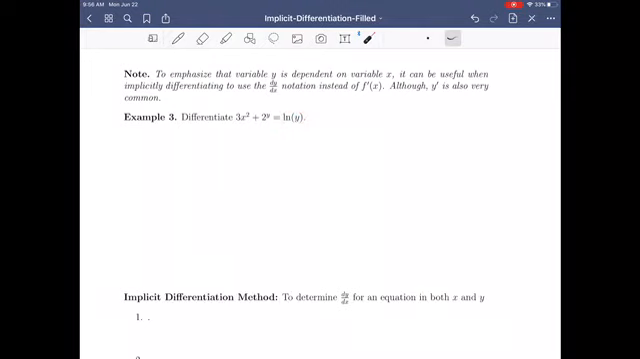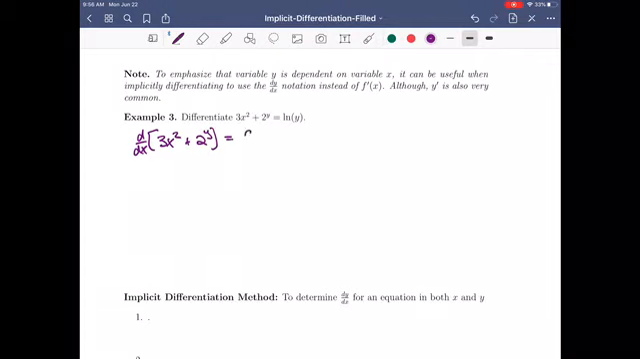Now this one is hard to solve for y, so we would not want to do this explicitly. We have to do this implicitly. So what we're going to do is take the derivative of both sides. So d by dx of 3x squared plus 2 to the y should equal d by dx of ln y.